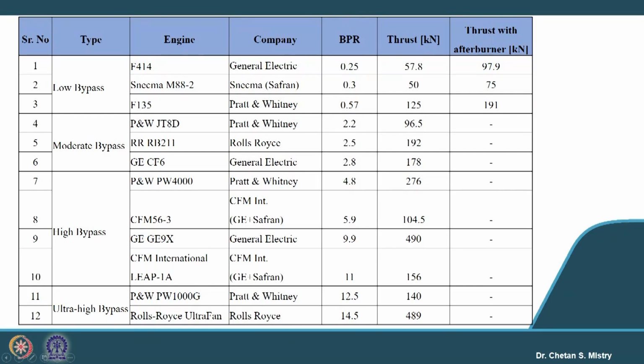So, here if you look at, for a low bypass ratio engine, they are having bypass ratio in the range of 0.25, 0.3, 0.57, and ultra high bypass ratio engines are having bypass ratio in the order of 12.5:1, 14:1, and our thrust requirement is what is increasing. And if we look clearly at this low bypass ratio engine, they are having afterburner also in operation, which we say dry engine thrust or wet engine thrust.